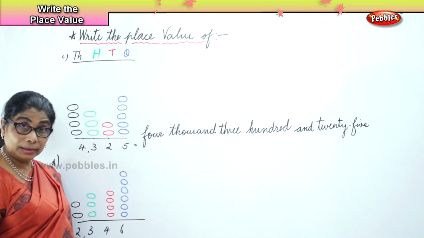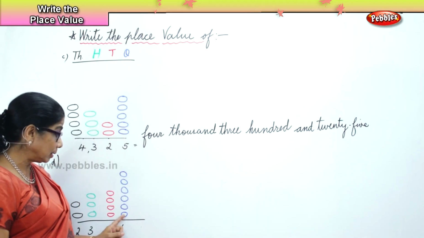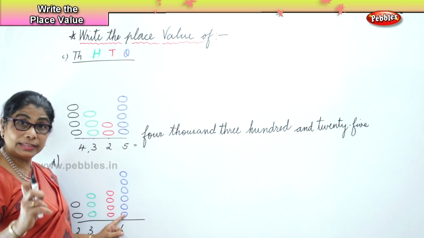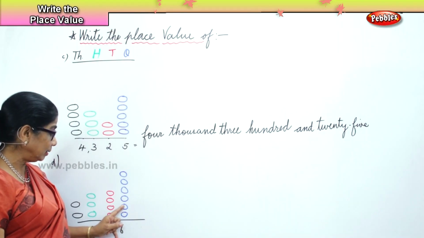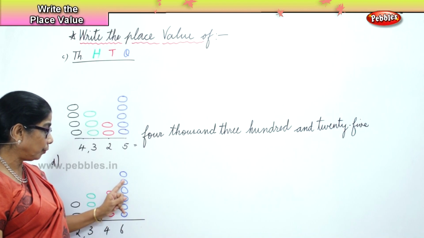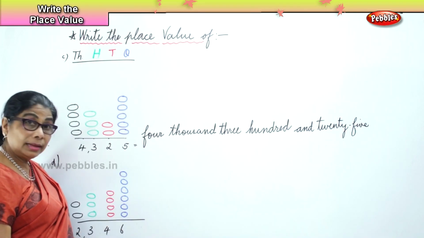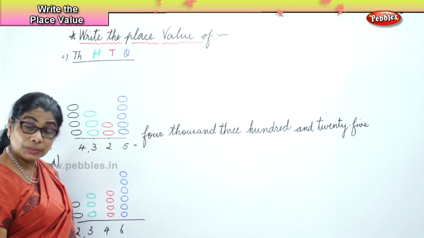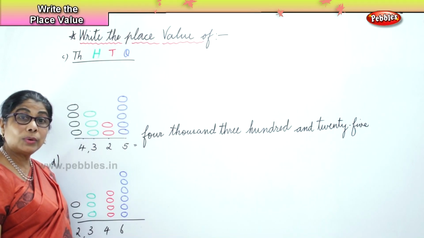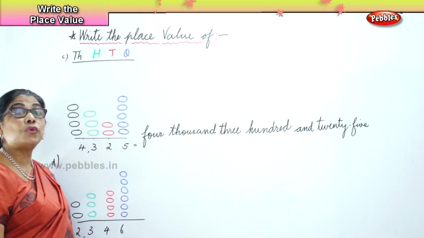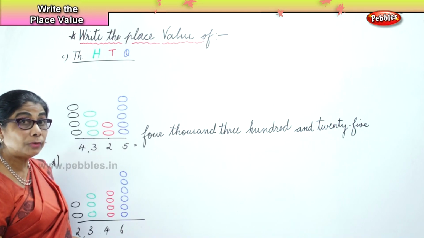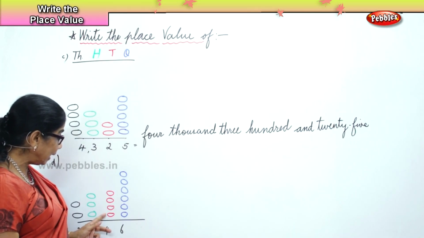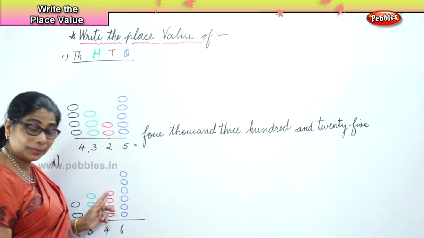How many ones? 6 ones. How many beads? Each bead is 1. So 1, 2, 3, 4, 5, 6. 4 is in the tens place. So what is the place value of 4? 40. So how many beads should you draw? 4. 10, 20, 30, 40.